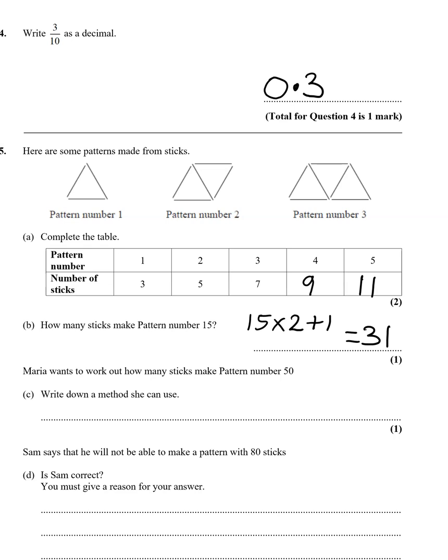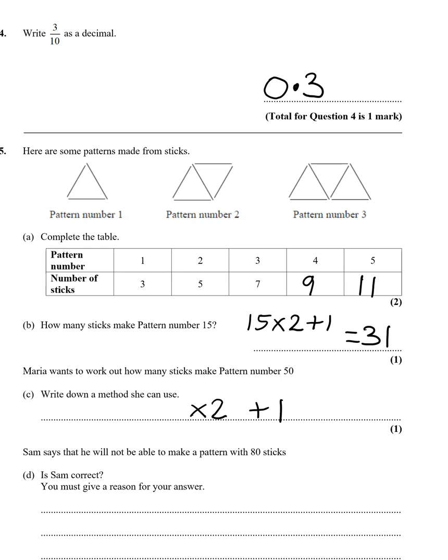Right, Maria wants to work out how many sticks make pattern number 50. Write down a method she could use. Well, we've kind of already done that, haven't we? So times 2, add 1, or double it and add 1.